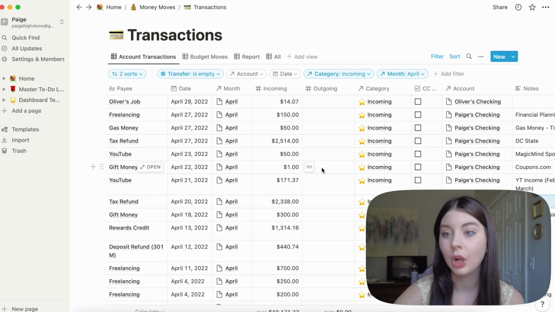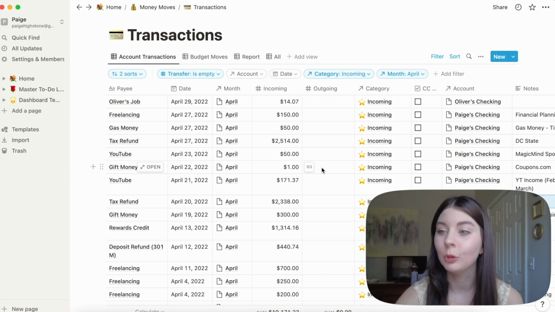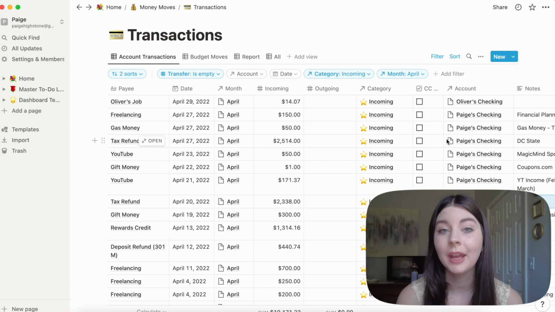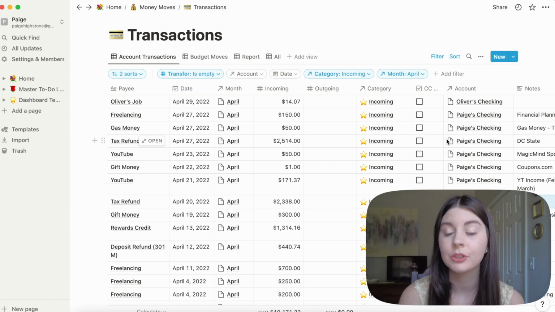Then we have a $1 refund from coupons.com. So I do couponing and you'll see a few refunds probably throughout the next few months of me getting refunds from couponing. So I have $1 from that. Then we had $50 for the Magic Mind sponsorship that I did in early April. Then we had our tax refund for DC State of $2,514. Then we had gas money, $50.